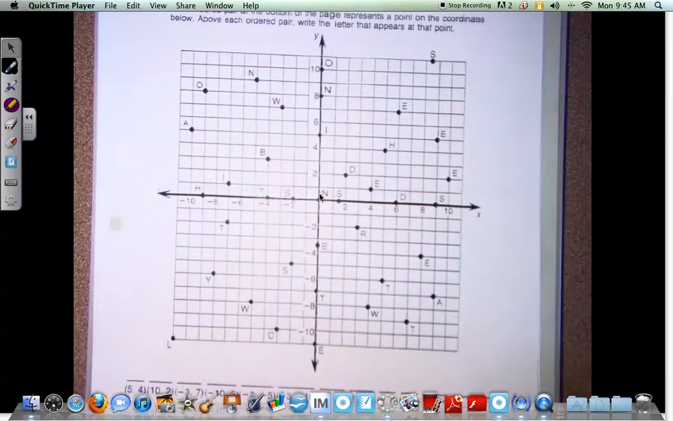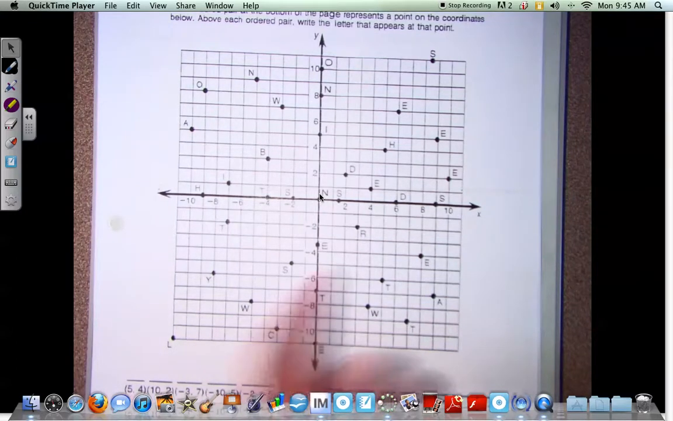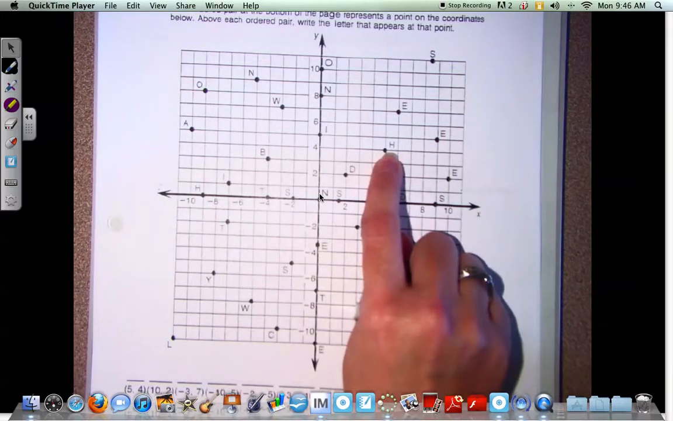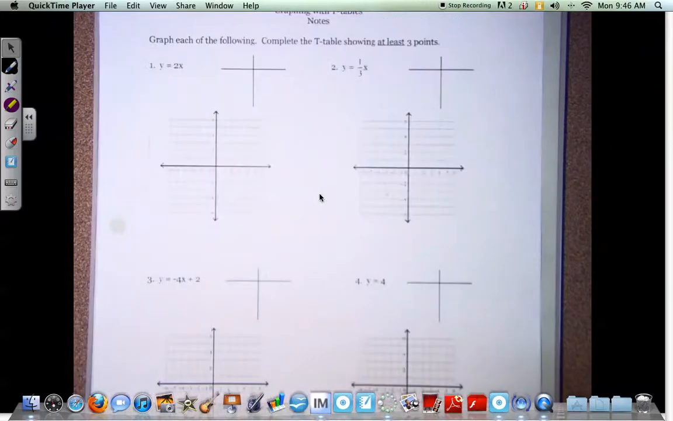Yep. This first number indicates whether you move to the right or to the left. The second number corresponds with which axis? Y. The Y, up or down. So for this first point, 5 and 4, you go over 5 and then up 4, and it gave you the letter H.